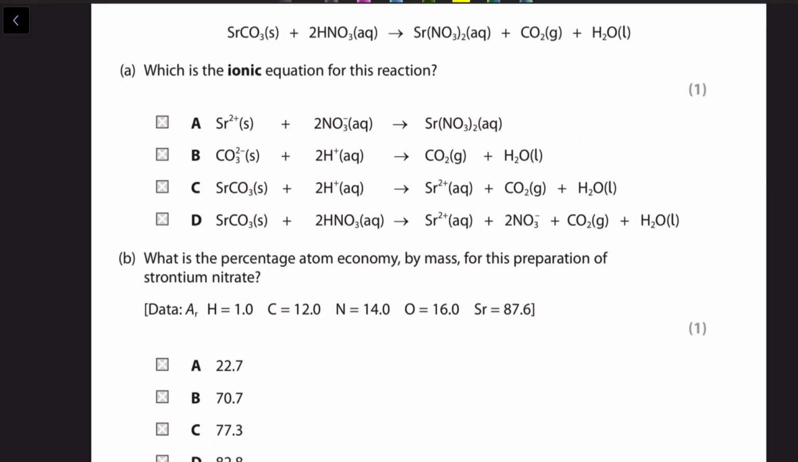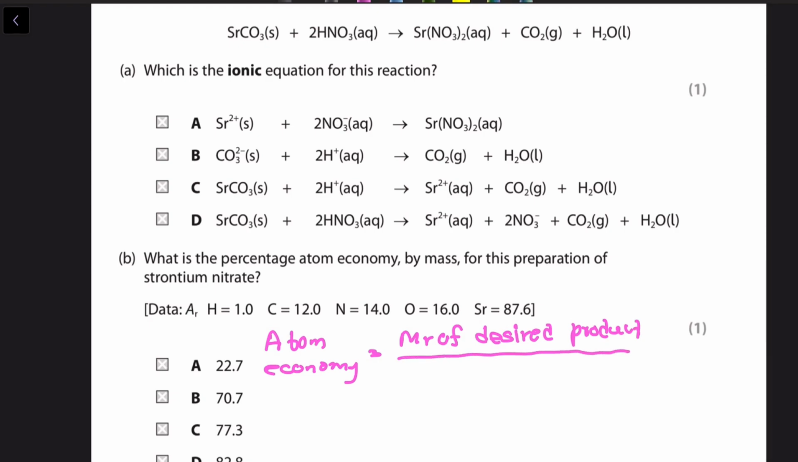Part B: what is the percentage atom economy by mass for this preparation of strontium nitrate? Atom economy equals the Mr of the desired product over the total Mr of products or reactants, times 100.